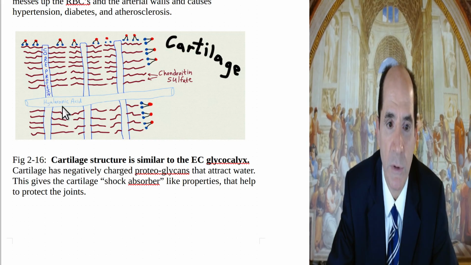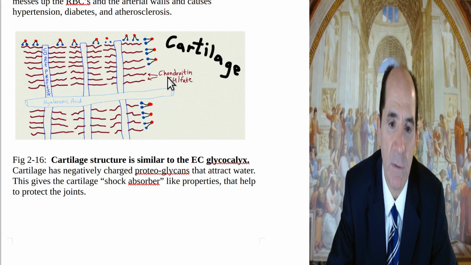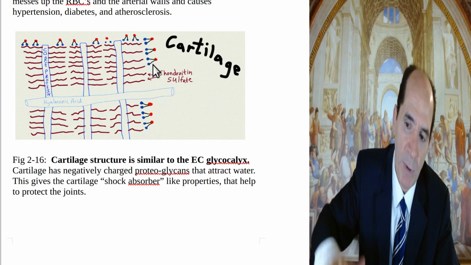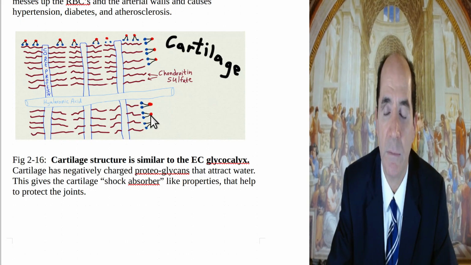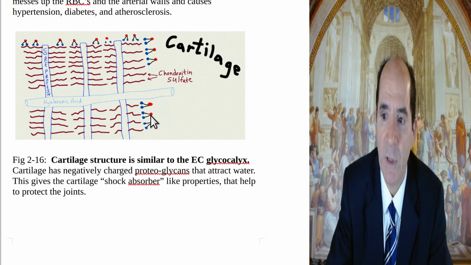Same thing, a core protein, this time attached to a hyaluronic acid, and then you've got the repeating disaccharides, in this case chondroitin sulfate instead of heparan sulfate, still very negatively charged, and the water bounces on and off of it as the leg impacts with the foot strike. Okay, so that's how joints cushion themselves, have a shock absorber. Okay, so that's it for part 15 of hypertension.